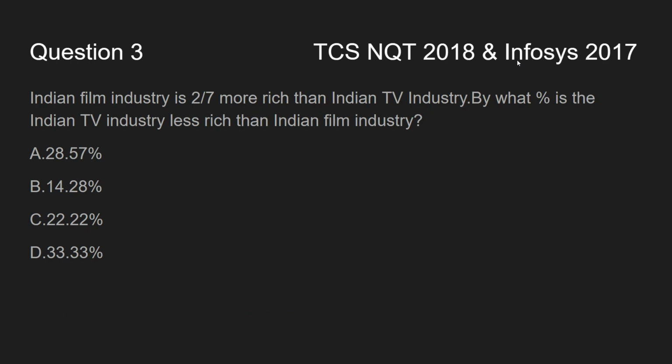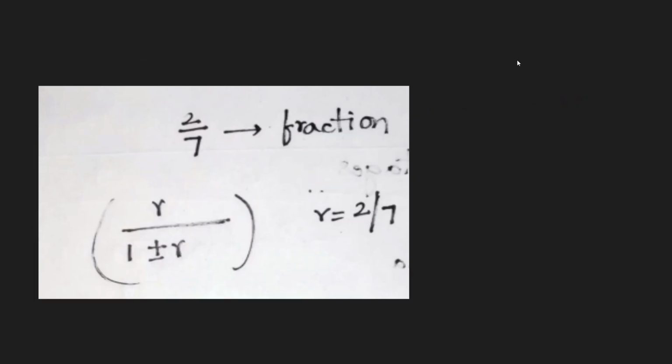Now we'll see the third question. Indian film industry is 2 by 7 more rich than Indian TV industry. By what percent is the Indian TV industry less rich than Indian film industry? In the before problems, we have seen that they have given the percentage, but here they have given the fraction, so the formula will be changing. In place of 100 we are using 1, so R by 1 plus R minus R. If they have given more than in the starting, we'll use plus.